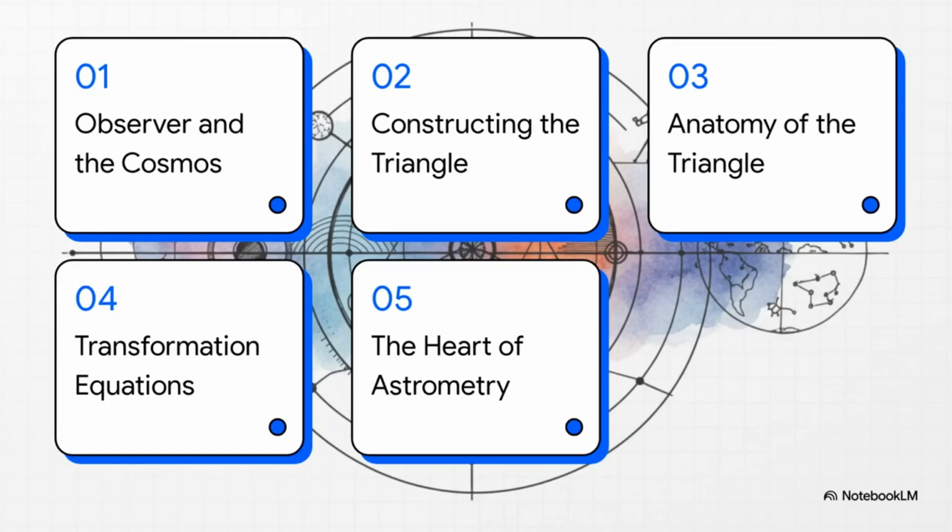So, here's our roadmap. First, we'll establish the fundamental problem that every astronomer faces. Then, we'll actually build our solution, the parallactic triangle, step by step. After that, we'll dissect it, looking at what each side and angle really represents. We'll then see how this geometry gives us the powerful transformation equations we need. And finally, we'll understand why this single triangle is absolutely central to the science of astronomy.